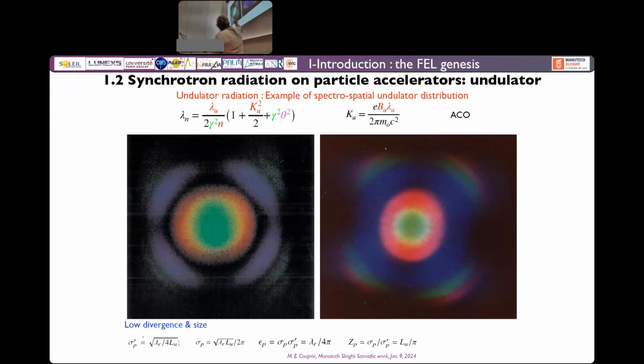So I have the yellow, the red, and then here I have some blue, which is the off-axis radiation of the harmonics. And here we change the magnetic field, so we change the fundamental wavelengths. So here we have the off-axis radiation of the fundamental, and here the off-axis radiation of the harmonics.